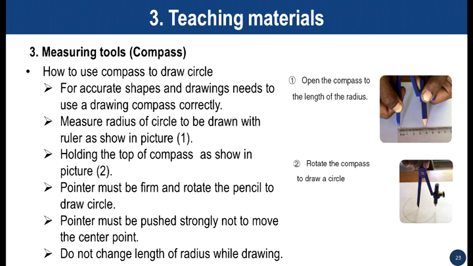For accurate shapes and drawing needs to use a drawing compass correctly, we have to measure the radius of a circle to be drawn with ruler as shown in picture 1. We hold the top of the compass as shown in picture 2. The pointer must be firm and rotate the pencil to draw circle. Pointer must be pushed strongly not to move the center point. Do not change the length of the radius while drawing.